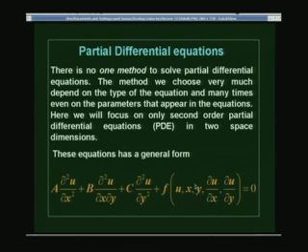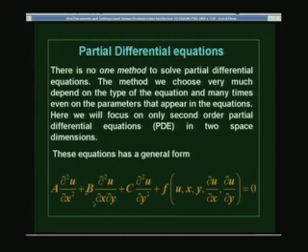So x and y are both independent variables. We want to find u as a function of x and y, and the derivative of u with respect to x and the derivative of u with respect to y. That is what we mean by finding the solution of this partial differential equation. So how do we go about doing that? That will be the discussion we do now.